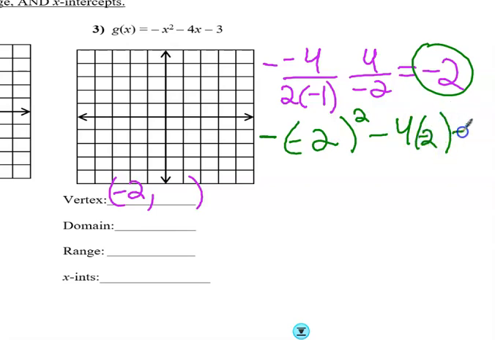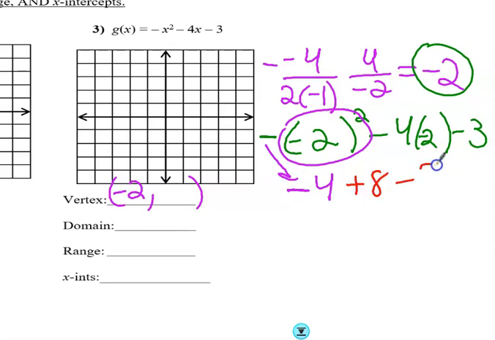Now, a lot of people want to say, well, two negatives make a positive, but this is an exponent. So there's an exponent attached to it, so I can't cross those two out. Negative 2 squared is 4, and then I have to bring this negative out from the outside. Negative 4 times negative 2 is positive 8 minus 3. So I have 4 minus 3 is 1. So 1 goes here and 1 goes here.